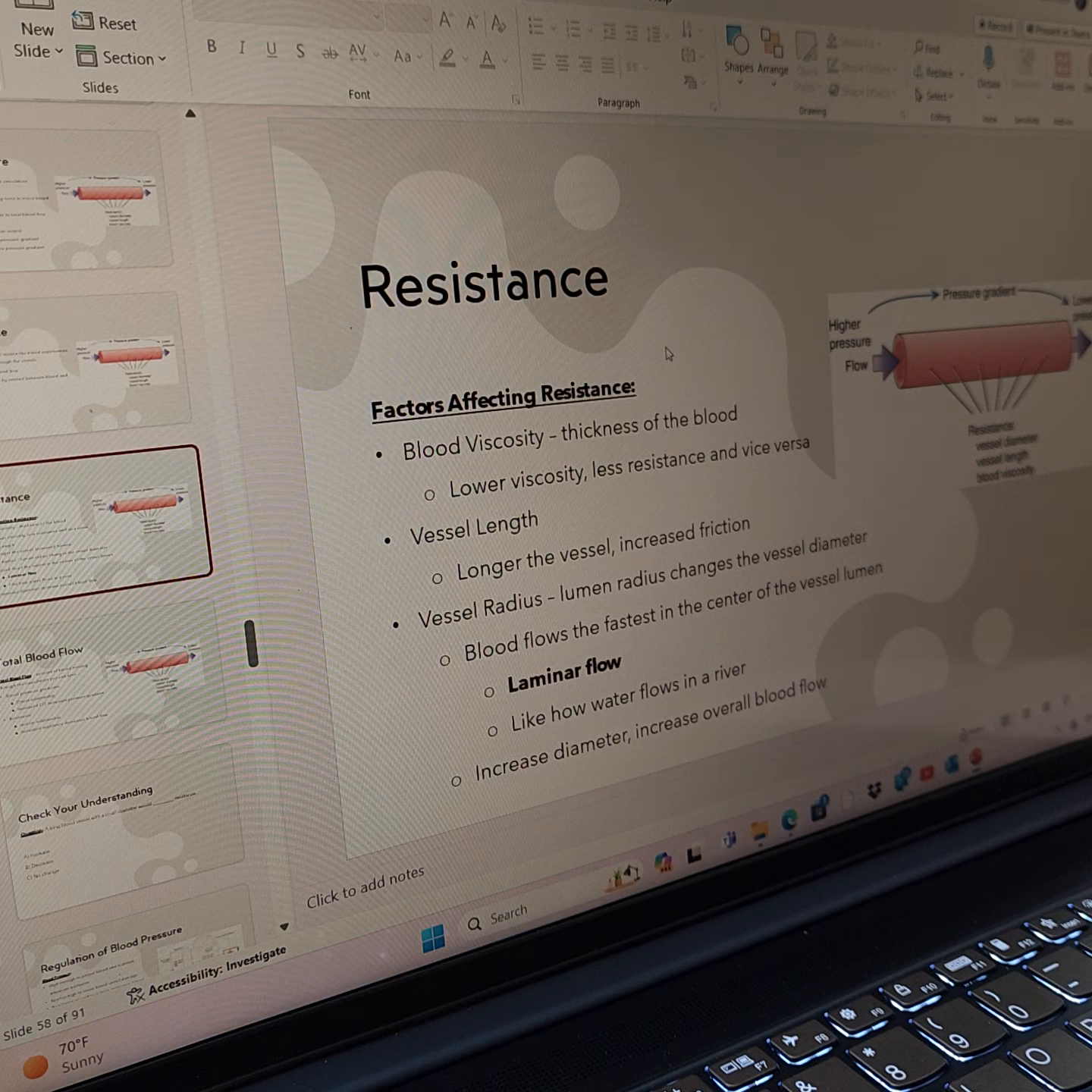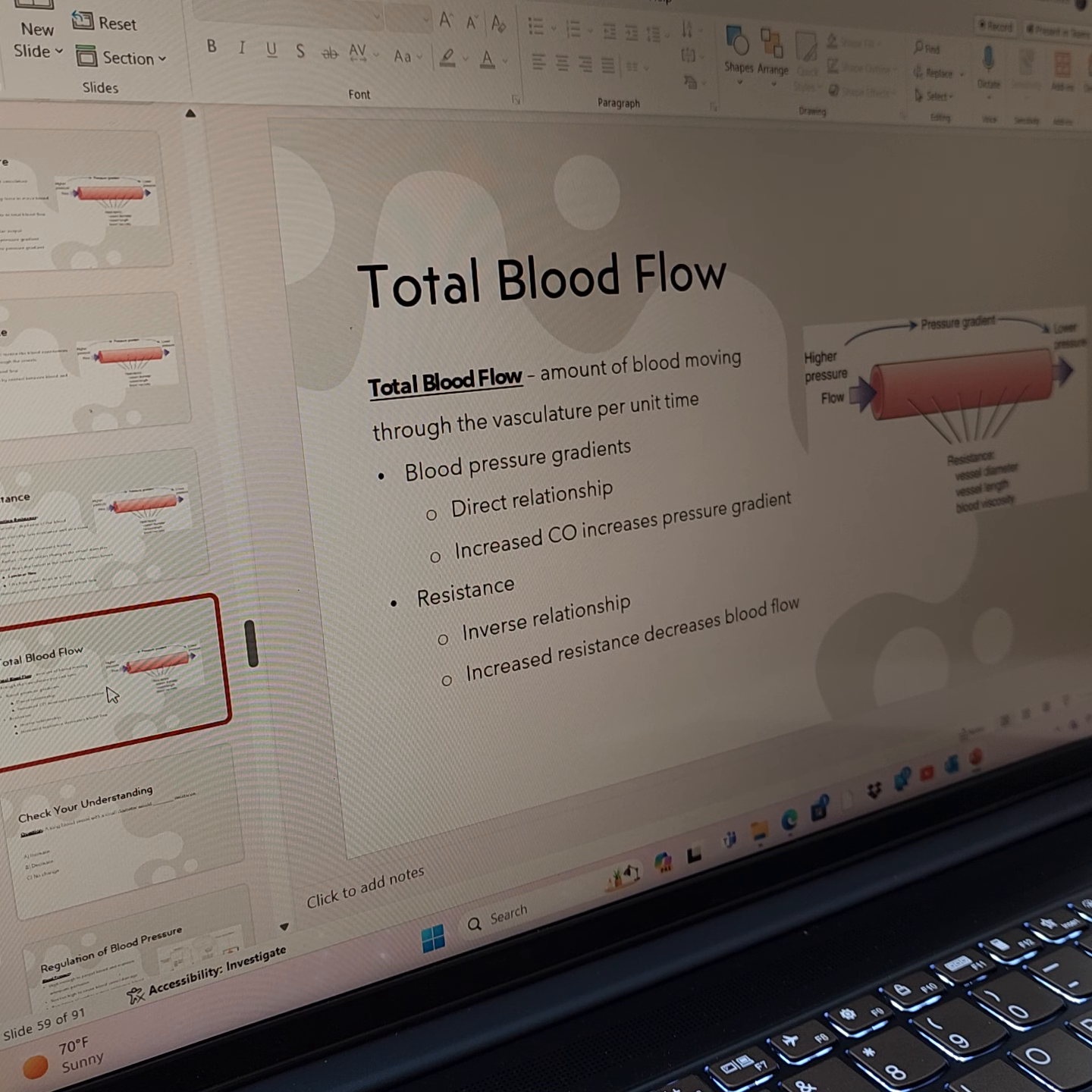Factors affecting resistance: blood viscosity, how thick is it? Lower viscosity has less resistance, and vice versa. The vessel length, the longer the vessel, the more the friction. Vessel radius, the lumen radius changes the vessel diameter. Blood flows the fastest in the center of the vessel lumen. So laminar flow, like how water flows in a river. If you increase the diameter, you're increasing overall blood flow.